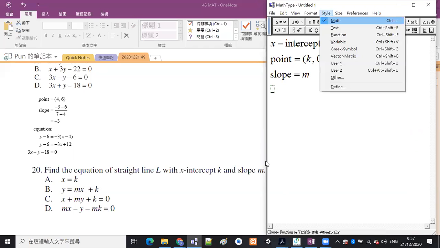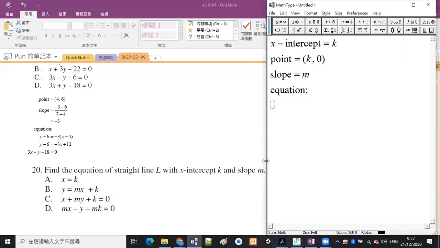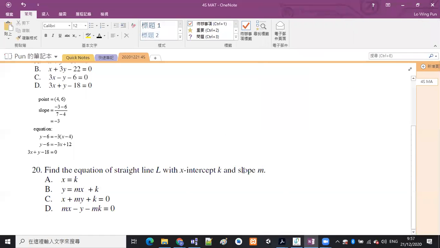So we have a point, we have the slope, and the equation is y minus y1 equals m times x minus x1. It's y equals mx minus mk. And then moving all terms to the right, mx minus y minus mk equals 0. So the answer would be option D. Get this?